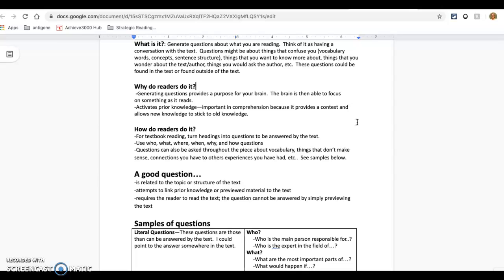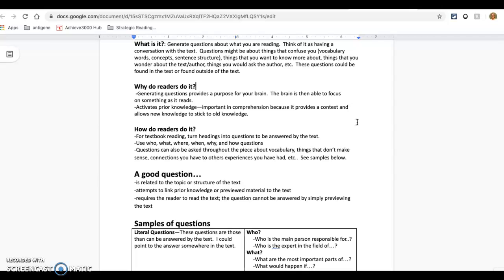All right, why do readers do it? It provides a purpose for your brain. We also talked about that last week in terms of using those pre-reading strategies. It provides a purpose. We talked about what happens when you go to the grocery store with or without a list. If you go with a list, your brain has a purpose, knows exactly what it's looking for and what it needs. If you don't, no purpose, and it's much more disjointed, and you might get what you need and you might not. So generating questions is providing that very important purpose for your brain.